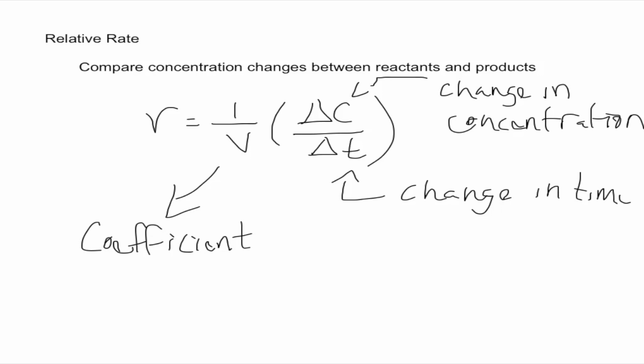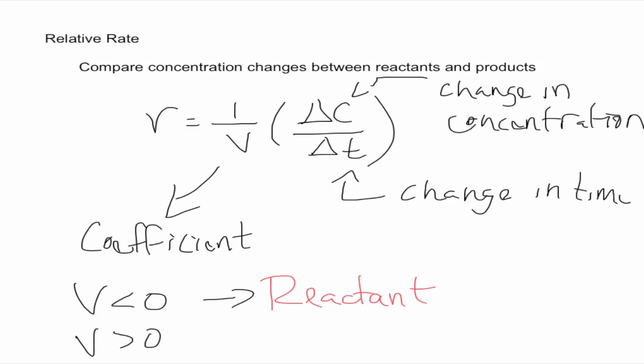So V is going to be negative if you're using a reactant, because reactants are consumed, so you can put them as negative. And V is going to be positive if you're using a product, because products are going to be formed. And that's all I wanted to say about rates.